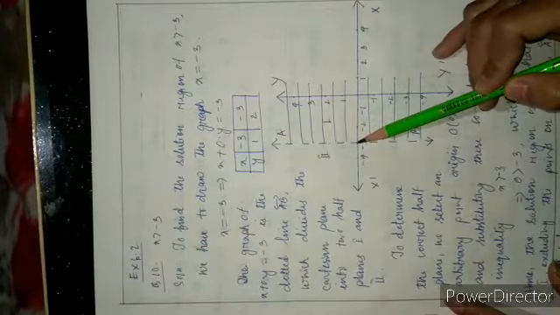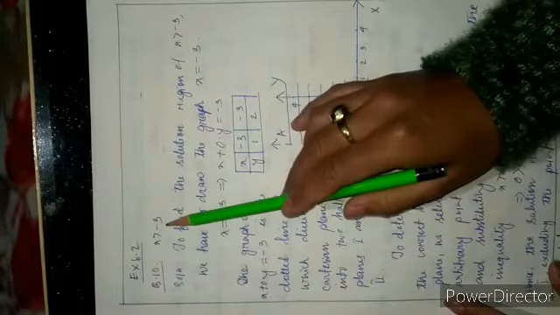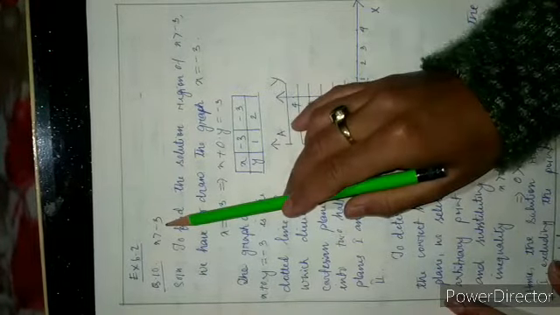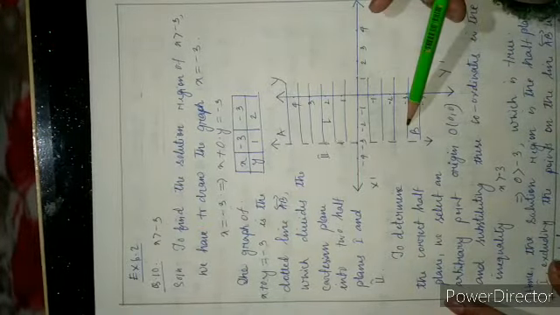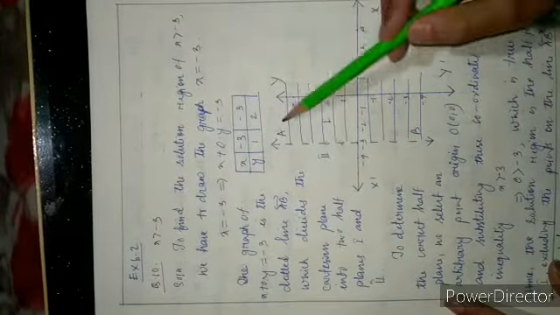In the Cartesian plane, we plot when x is equal to minus 3, y is equal to plus 1, and when x is equal to minus 3, y is equal to plus 2. By joining these 2 points, we get a straight line AB. Since the given inequality is a strict inequality, this line AB should be a dotted line.